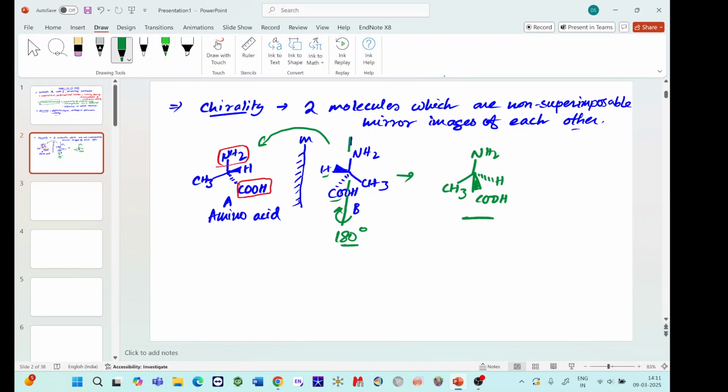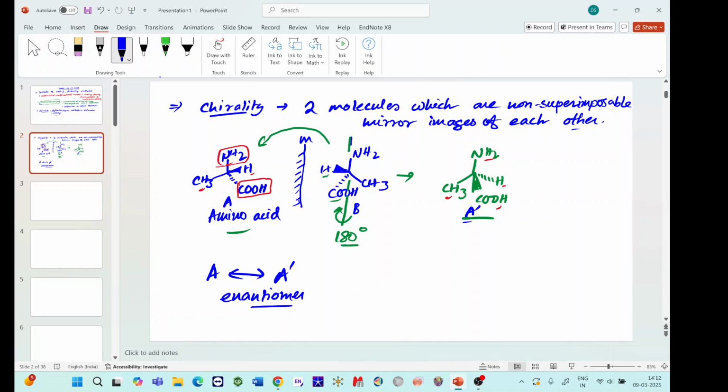Now you can see, if you compare this molecule and this molecule, is it the same? No. Why? Because the amine and the methyl group are at the same position, but this proton and carboxylic acid have exchanged their positions, so they are not superimposable. So the relation between, suppose I give it the name A prime, A and A prime is called enantiomer.